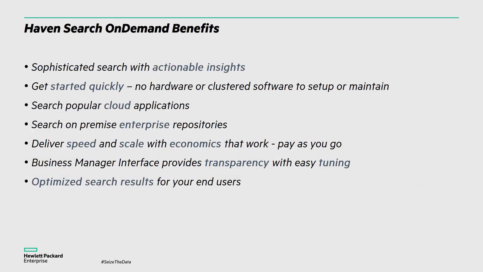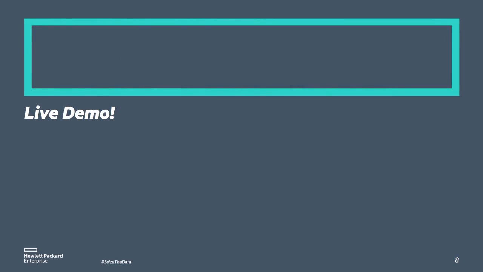So what are the benefits of having Haven Search OnDemand? Well, there are quite a few benefits. First of all, it is all in the cloud, so you won't need to have any software or hardware to set up or to maintain. You can have one search across multiple repositories, everything in the same place. You can modify the results that the user is seeing, and it is scalable according to your needs, and you pay as you go. And that being said, I'm going to go ahead and do a demo of how it all works.